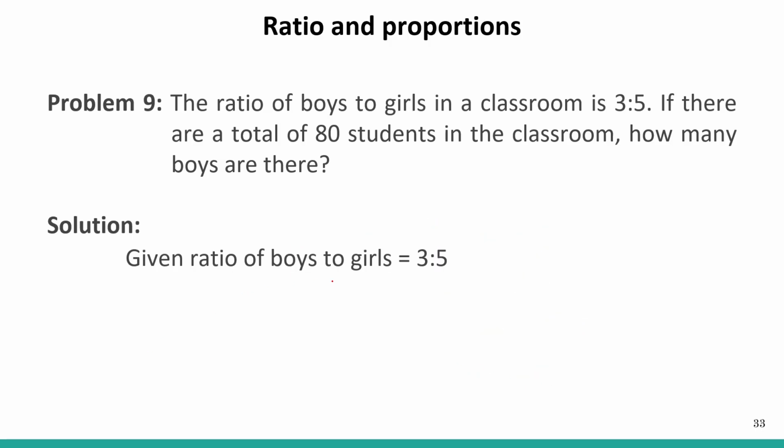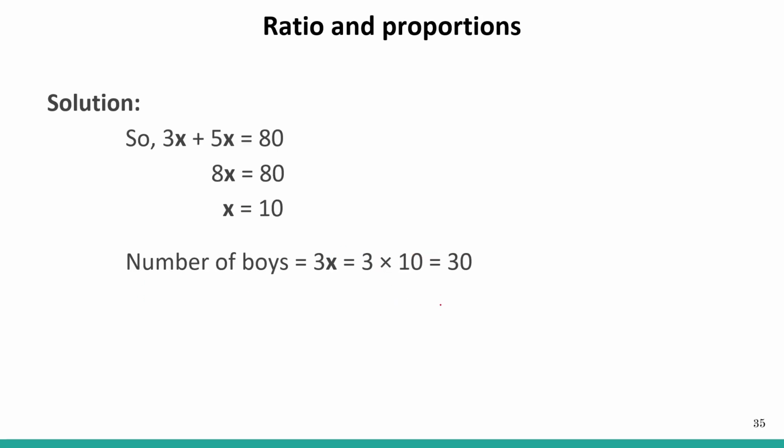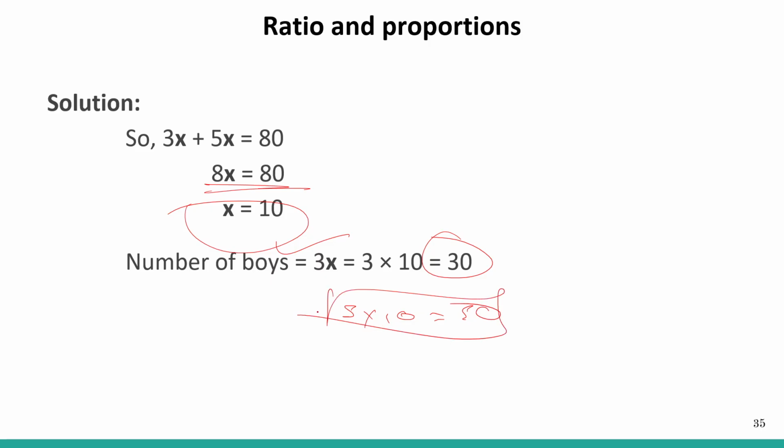Given the ratio of boys to girls is 3:5, let the common factor be x. So the number of boys will be 3x and the number of girls will be 5x. The total will be 80, so 3x plus 5x is equal to 80, that is 8x. This implies that x is equal to 10. So the number of boys will be 3 into 10, which is equal to 30, and the number of girls will be 5 into 10, which is equal to 50. So the number of girls will be 50.